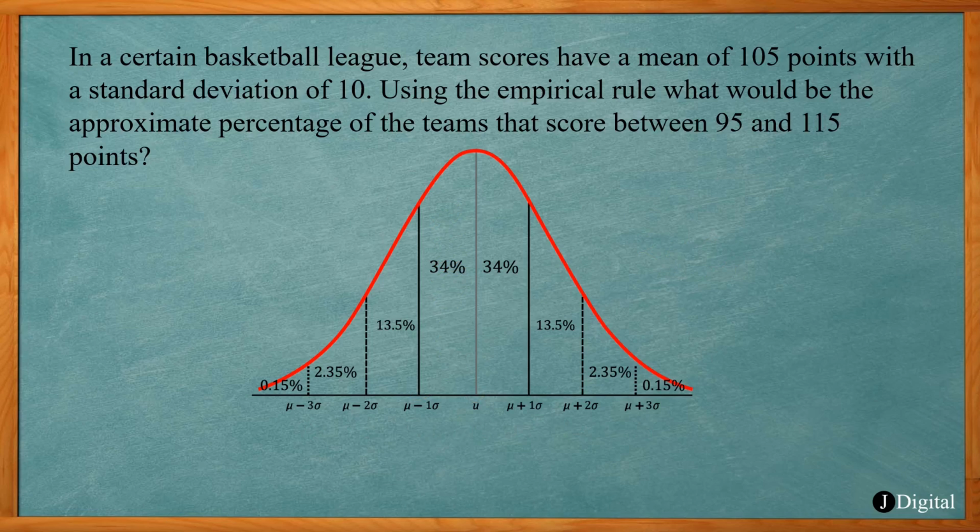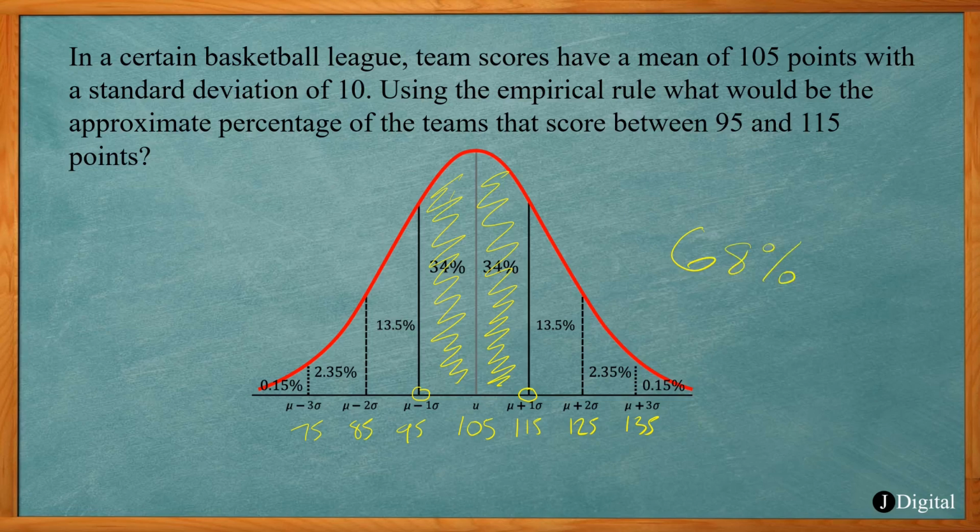Now in this one, basically the same problem, but now we want to know between 95 and 115. So again, basically we find 95, which is here, and 115, which is here. So it's going to be this area and this area that's between those two values, 95 and 115. And each of those are 34, so 34 plus 34 will give us 68%. So 68% of the teams will score between 95 and 115 points.